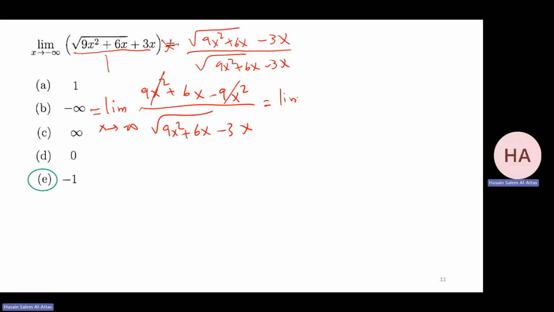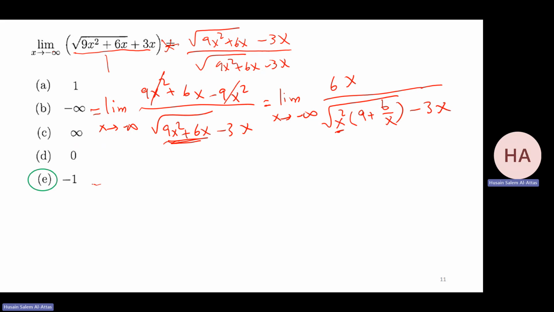Limit x goes to minus infinity. And that will be what? Limit x goes to minus infinity, 6x over. I will do something here. I will take x squared common factor. What is the remaining? 9 plus 6 over x. You can always check. This times this, you'll get this, get back. This is minus 3x. Okay, continue.